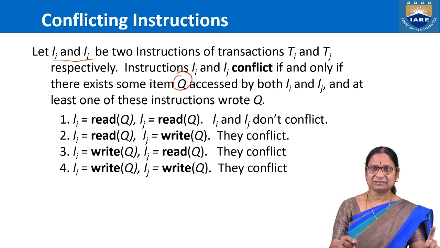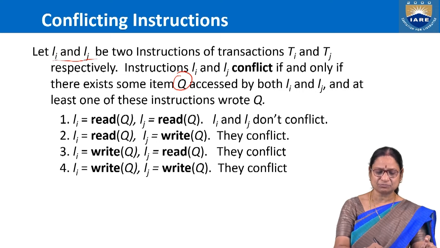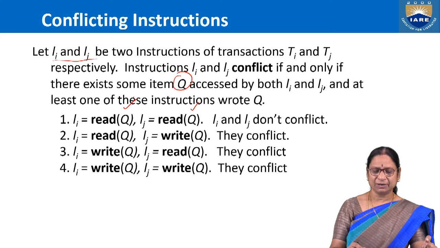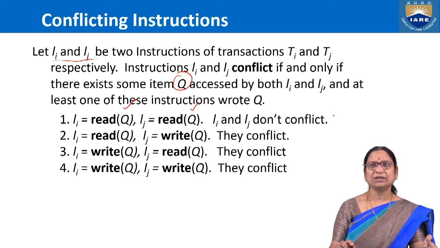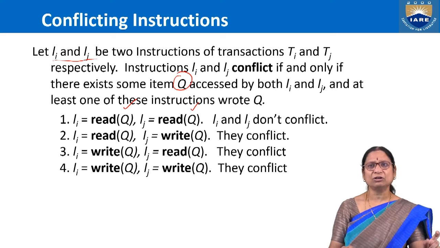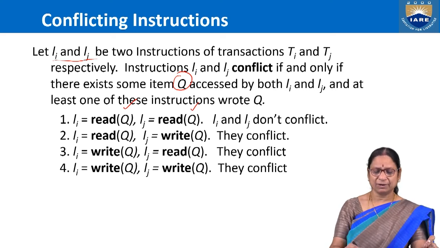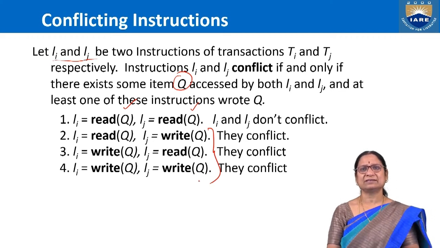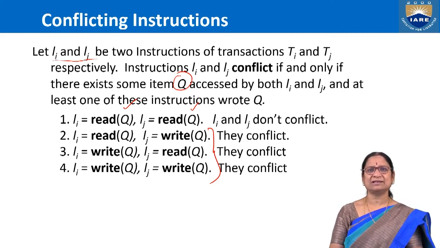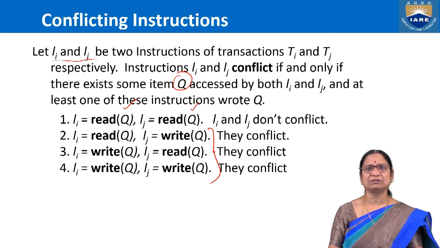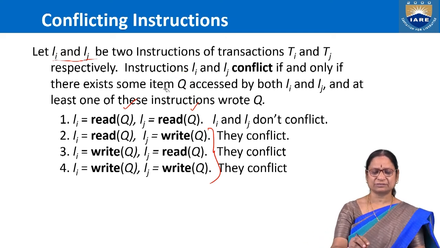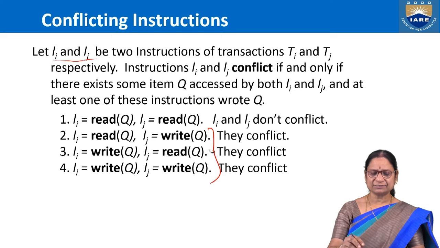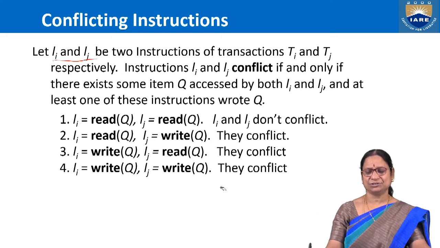Yes. The first condition is satisfied because both instructions are on Q, the same data item. But in the first case, both are read. So that's why these are non-conflict instructions. But in each of these three pairs, a write instruction is there. One of them is a write instruction. So all three are conflict instructions. Conflict instructions means we cannot interchange.